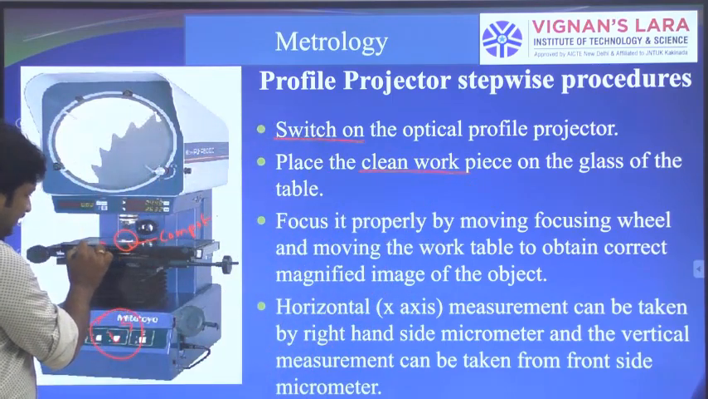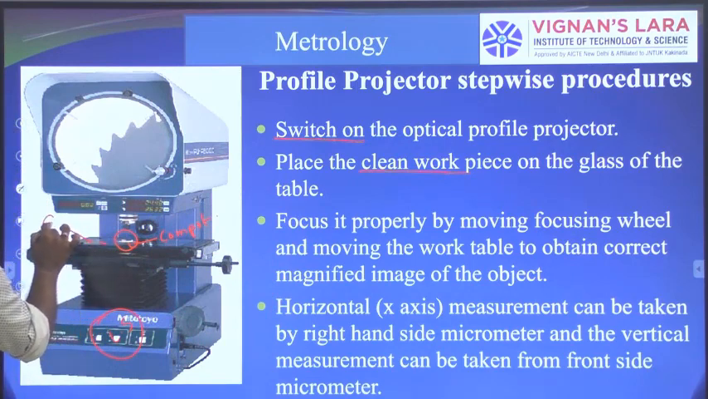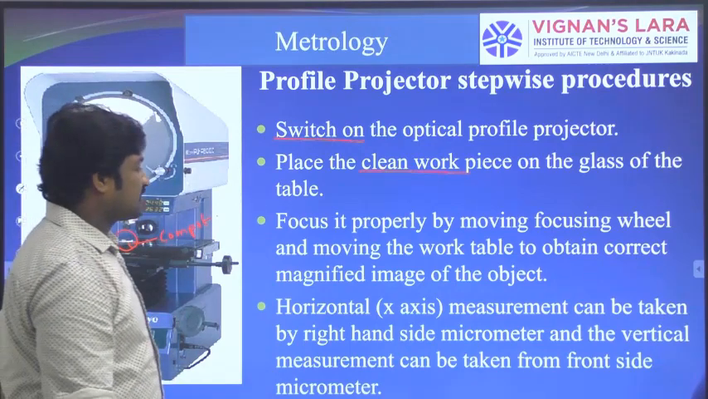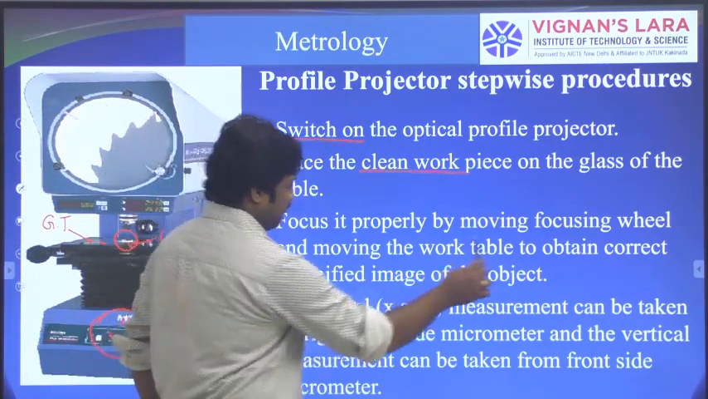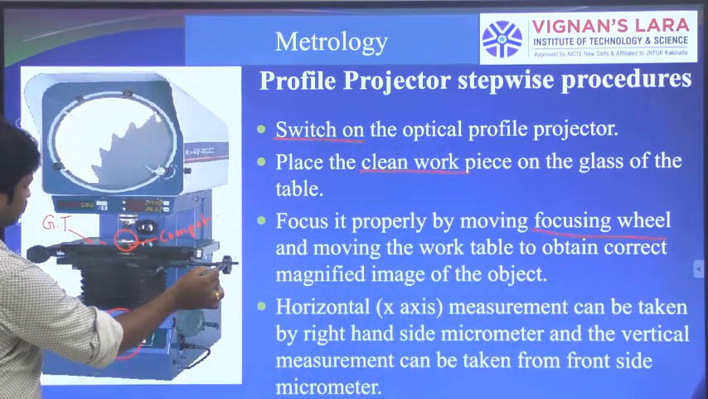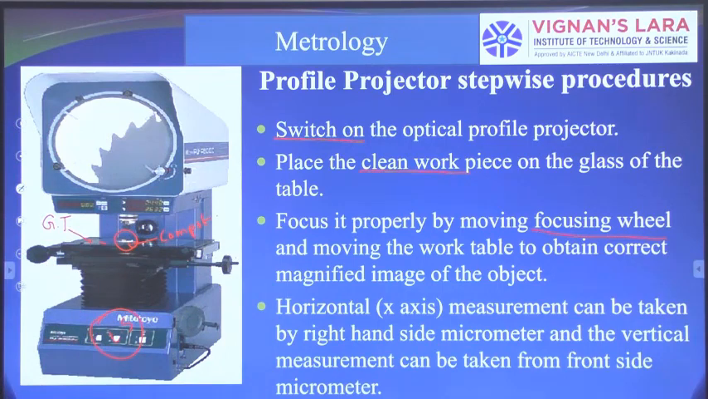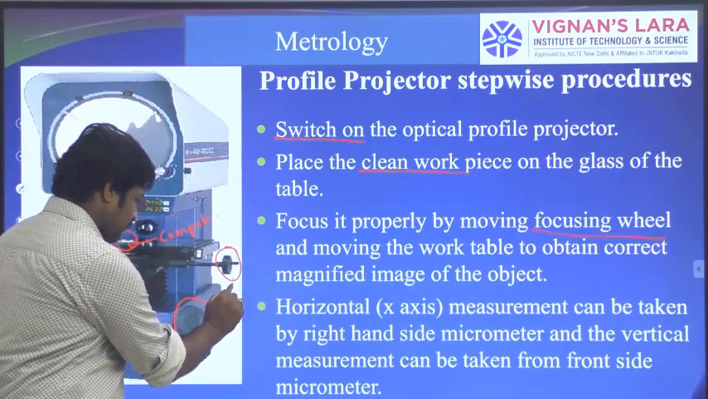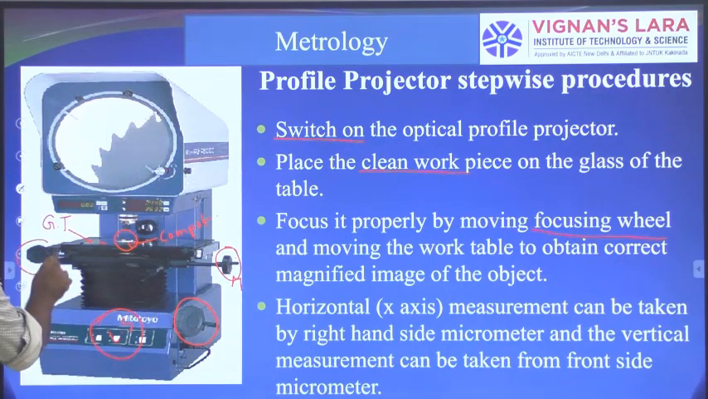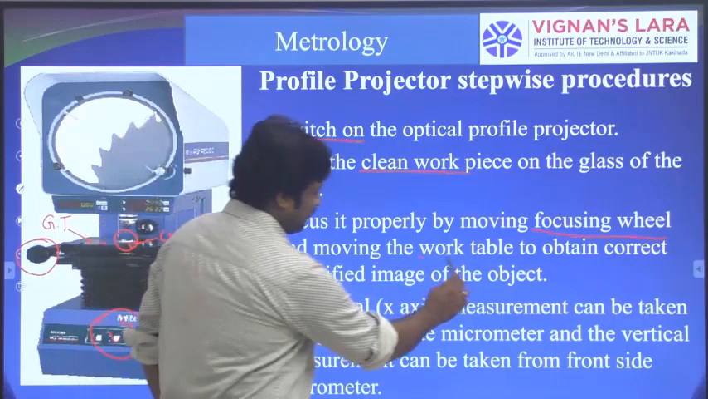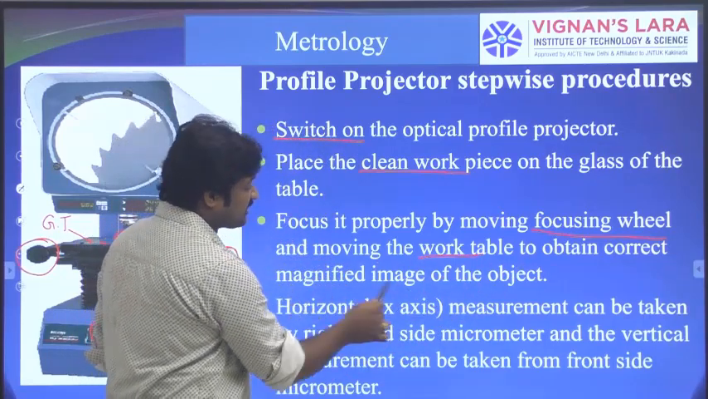So, here on this glass table, we are going to place our clean component. Next, focus it properly by moving the focusing wheel. By adjusting the focusing wheel and moving the work table by means of these micrometers, we obtain the correct magnified image of the object.